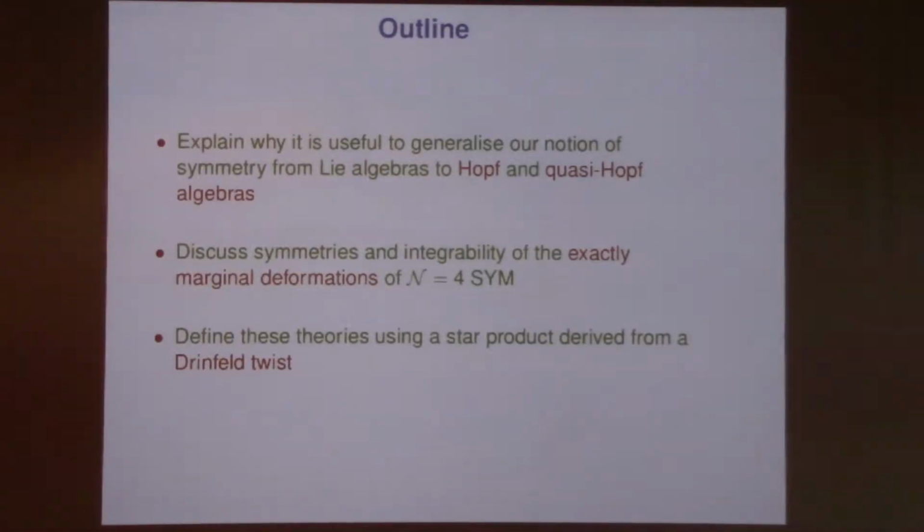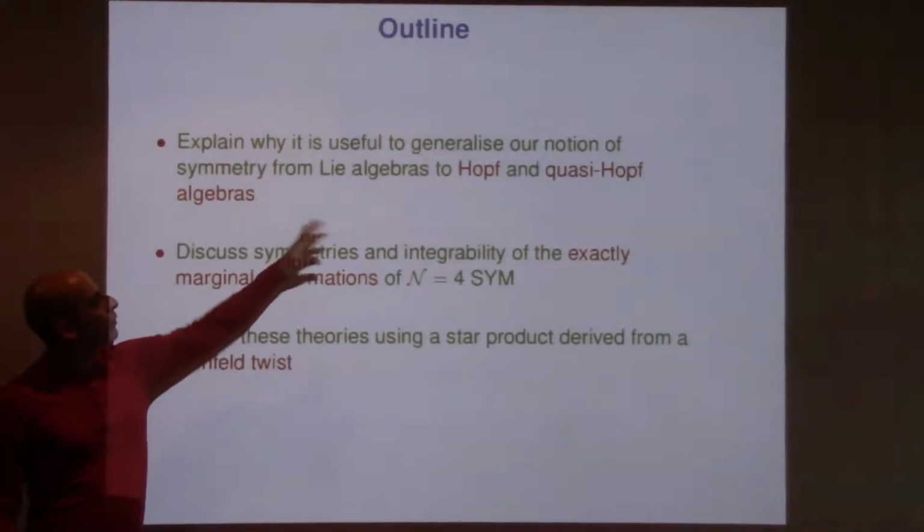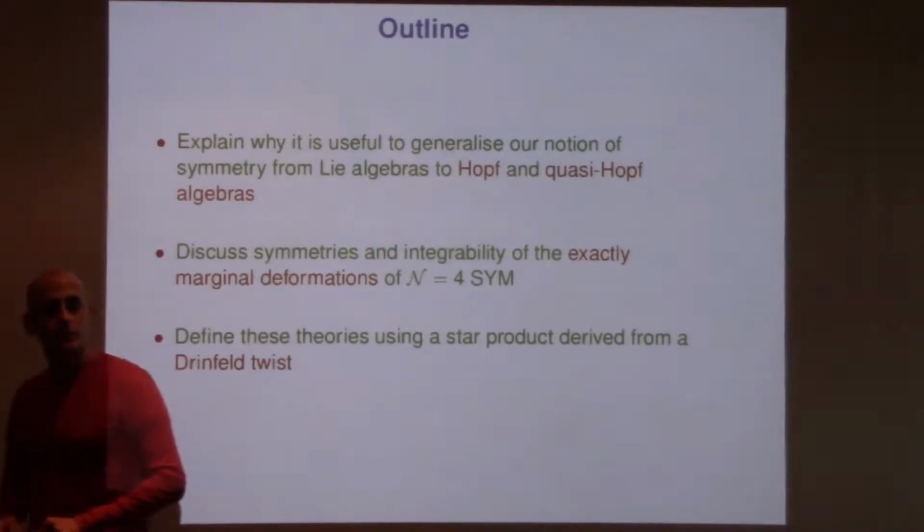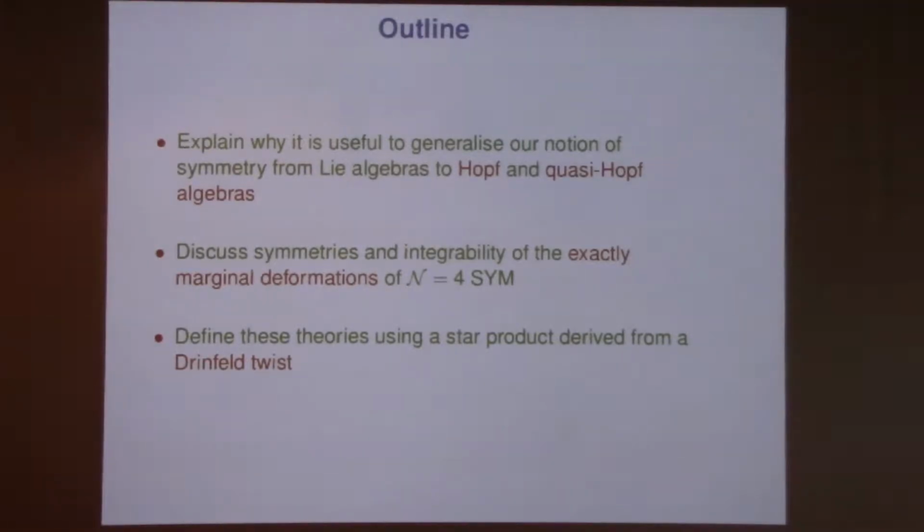So let me get to the outline of what I want to talk about. The talk is roughly organized in 3 parts. First, I'll explain what is this Hopf and quasi-Hopf algebra that I'm talking about in the title. Then I'll go to the first part of the title and discuss the exactly marginal deformations of N=4 and how they are related to these Hopf and quasi-Hopf algebras. And finally, I'll make some use of these ideas by defining something known as a Drinfeld twist and defining a star product, which will be quite instrumental in what I would eventually want to do with these theories. Please ask if anything is too technical or wrong.